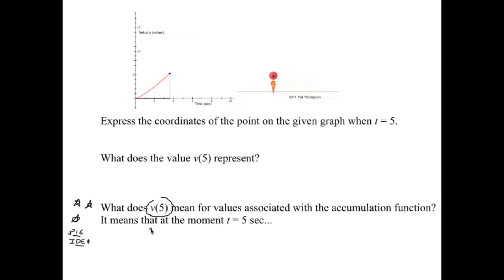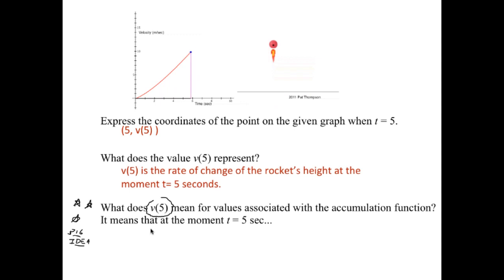Okay. Oh, it's when you do the interval thing. Okay, so the coordinates of the point are 5, V of 5. This is like an old version of this. Look at this. Okay, and V of 5 represents the rate of change of the rocket's height at the moment t equals 5 seconds. Is that right? The rate of change of the rocket's height. Okay. Who thinks they got number 3?